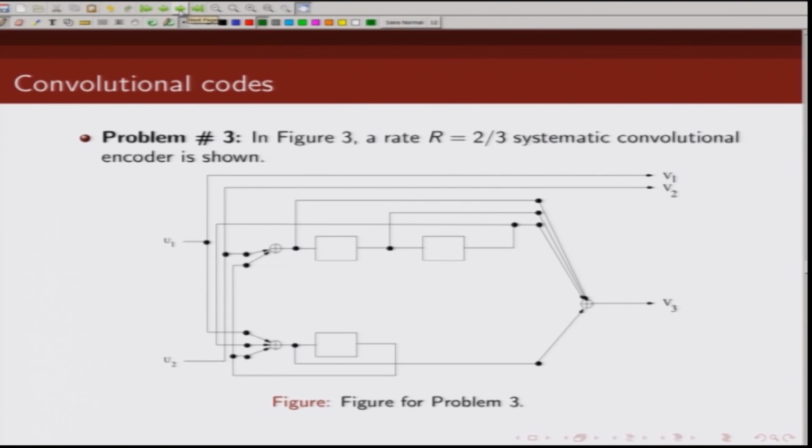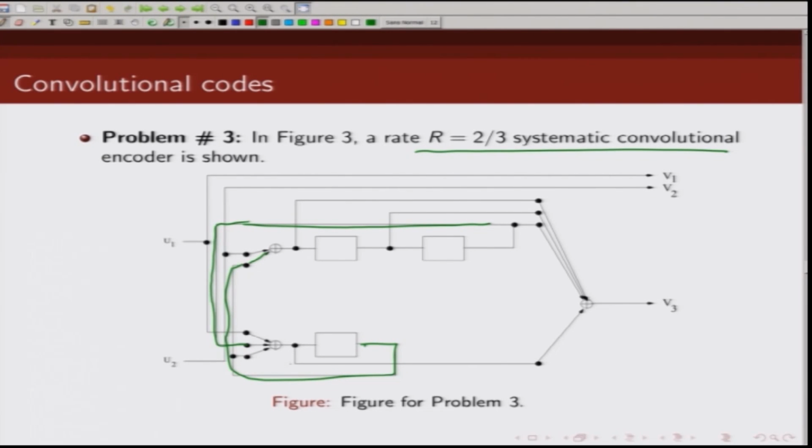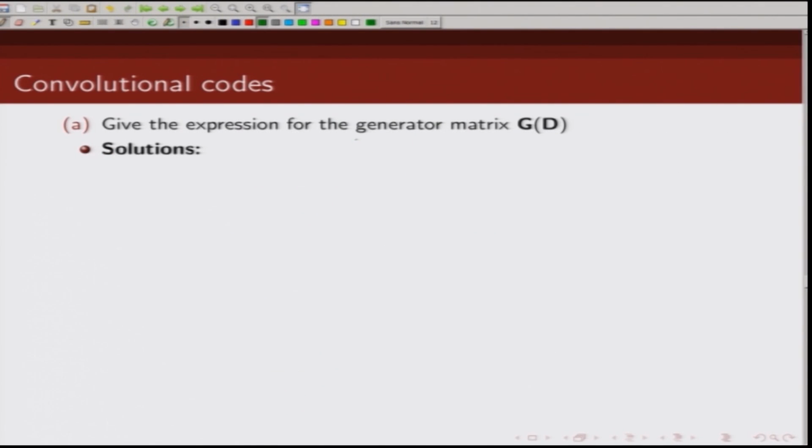Now, given below is a rate 2/3 systematic convolutional encoder. Please note, this is neither in the controller canonical form realization nor in the observer canonical form realization. Note here, the feedback terms are not only coming from the same encoder. The feedback from here is going to this encoder, and feedback from here is going to this encoder. So, not only is feedback coming to the same encoder, but it is also going to the other encoder. So, this is a very compact realization. The question being asked is, can you find the generator matrix corresponding to this encoder?